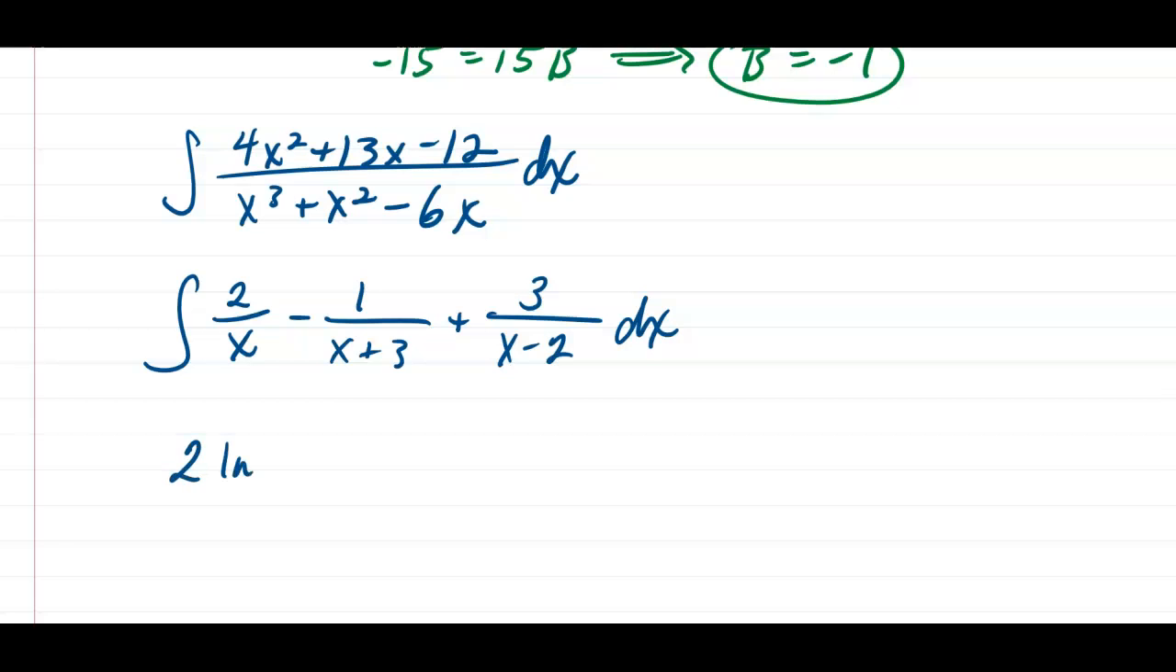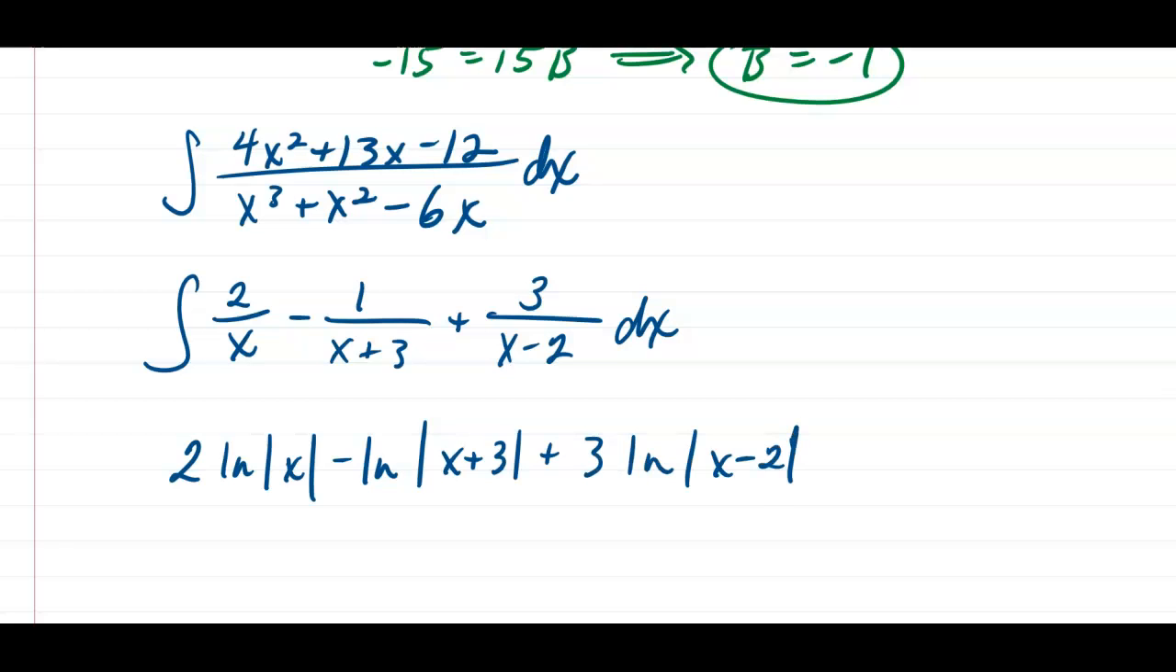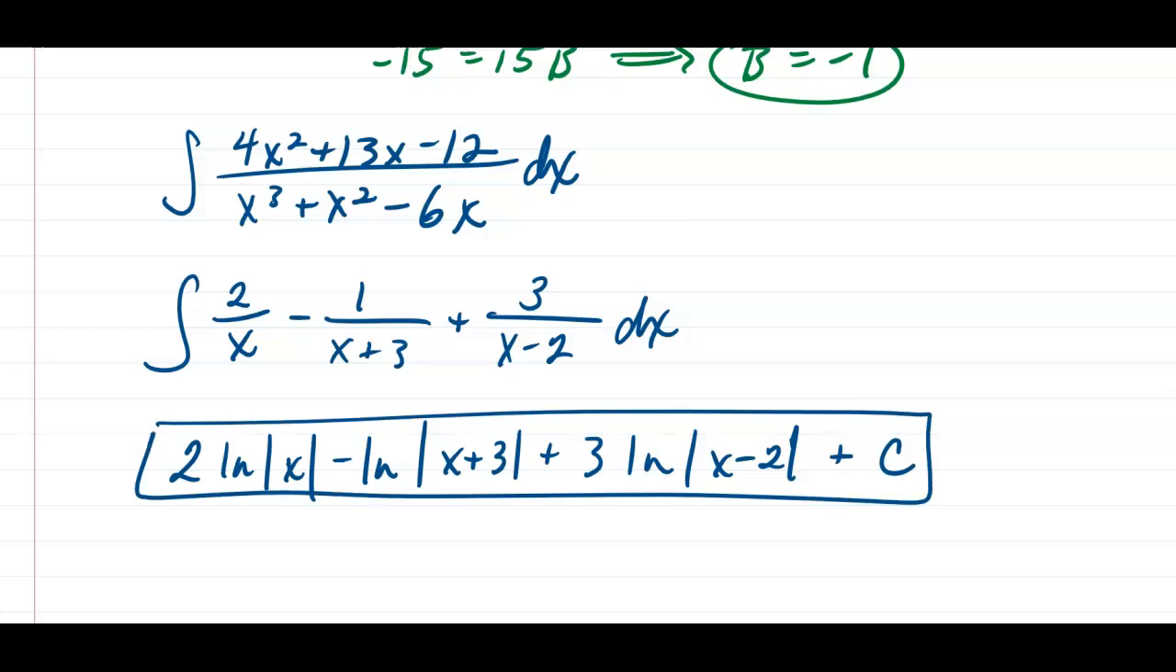And so now we can go ahead and anti-differentiate, and we will get, for the 2 over x, 2 times the natural log of the absolute value of x. And we'll get minus the natural log of the absolute value of x plus 3. And we'll get plus 3 times the natural log of the absolute value of x minus 2. And then, of course, the constant. And there's our answer.